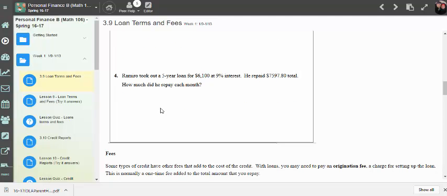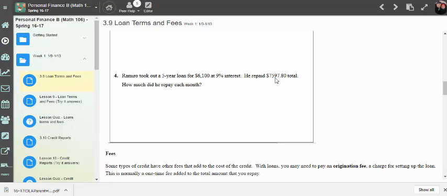So for question 4, this one's a little different. It's asking you how much they paid each month. So Ramiro took out a 5-year loan for $6,100 at 9% interest. He repaid $75.97.80. So how much did he pay each month? Well, this total amount is actually telling you how much he paid over the 5 years monthly.